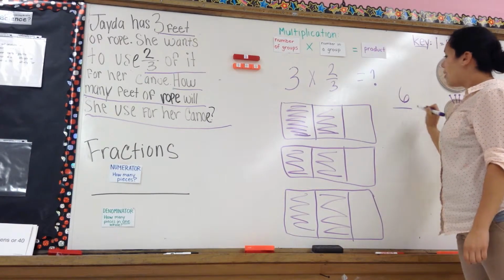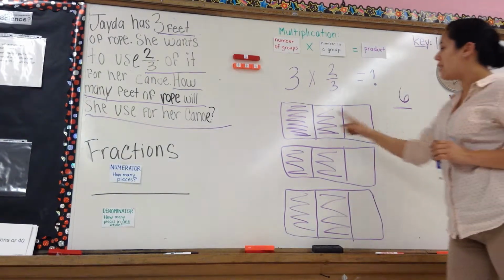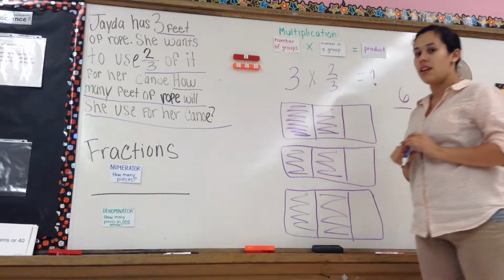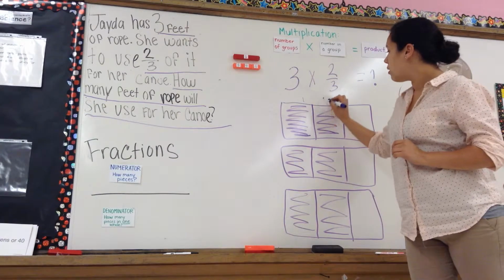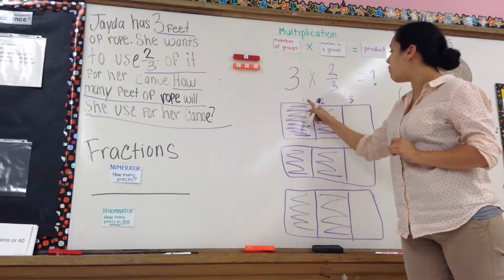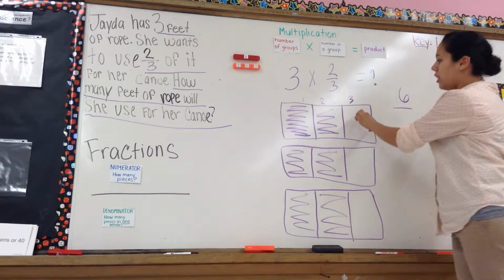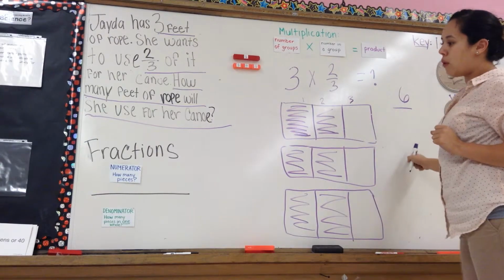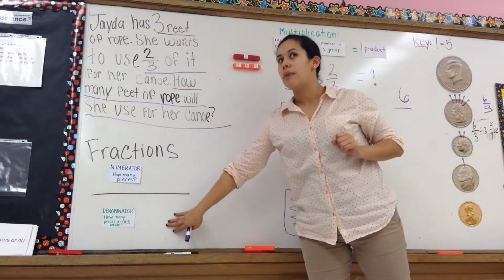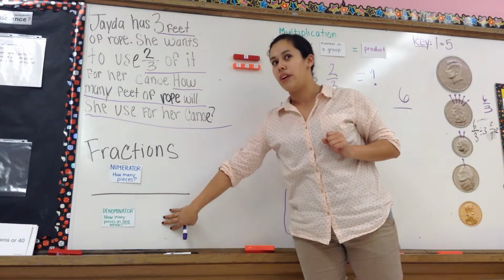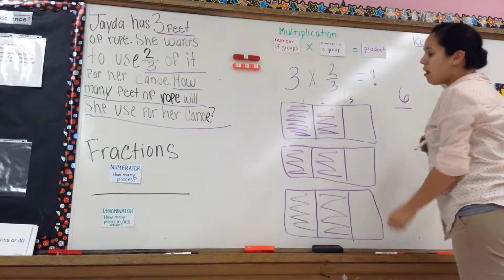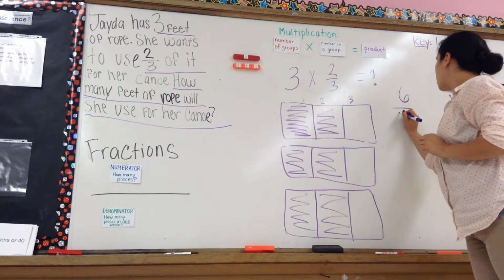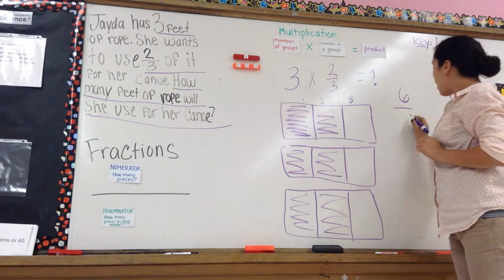And now let's count how many pieces do we have in each whole. How many pieces? Let's count them. 1, 2, 3. We have 3 pieces in one whole. And does that number go at the top or at the bottom? Is that our numerator or is that our denominator? That number is our denominator because that's how many pieces we have. So how many did we say we had? We had 3.